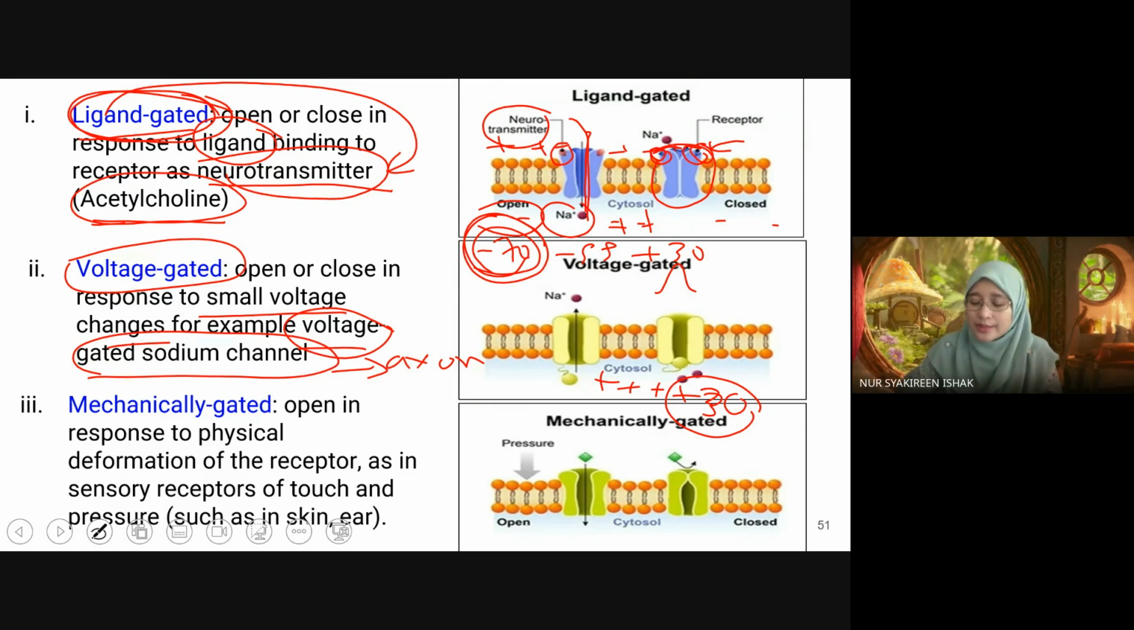Okay. And then the third one is the mechanically gated channel. It opens in response to physical deformation of the receptor, such as pressure, for example, as in sensory receptors of touch and pressure, such as in the skin or ear. So this is where you are going to find mechanically gated channels, which open or close in response to touch or pressure, right?